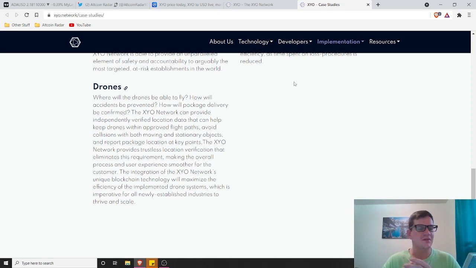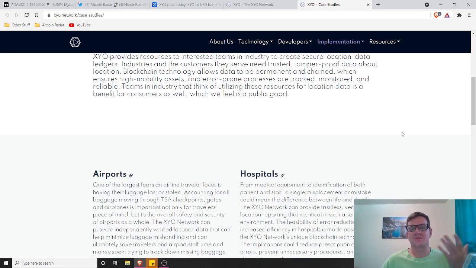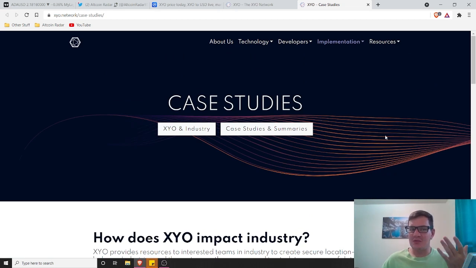The XYO network provides trustless location verification that eliminates this requirement, making the overall process and user experience smoother for the customer. The integration of the XYO network's unique blockchain technology will maximize the efficiency of the implemented drone systems, which is imperative for all newly established industries to thrive and scale. So guys, from an investor standpoint, this sounds like a great idea. Overall, I can see why the XYO network would be very useful, especially after reading all those case studies.